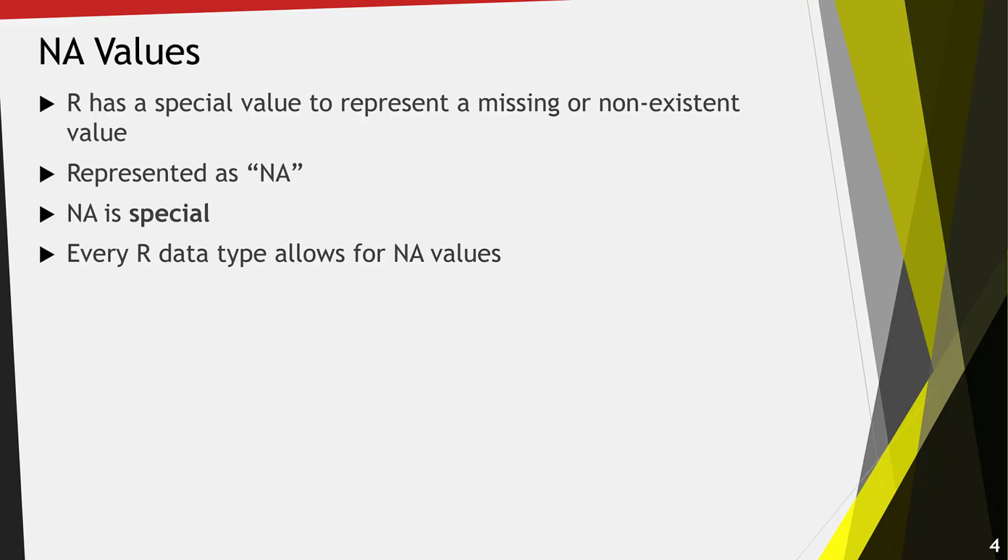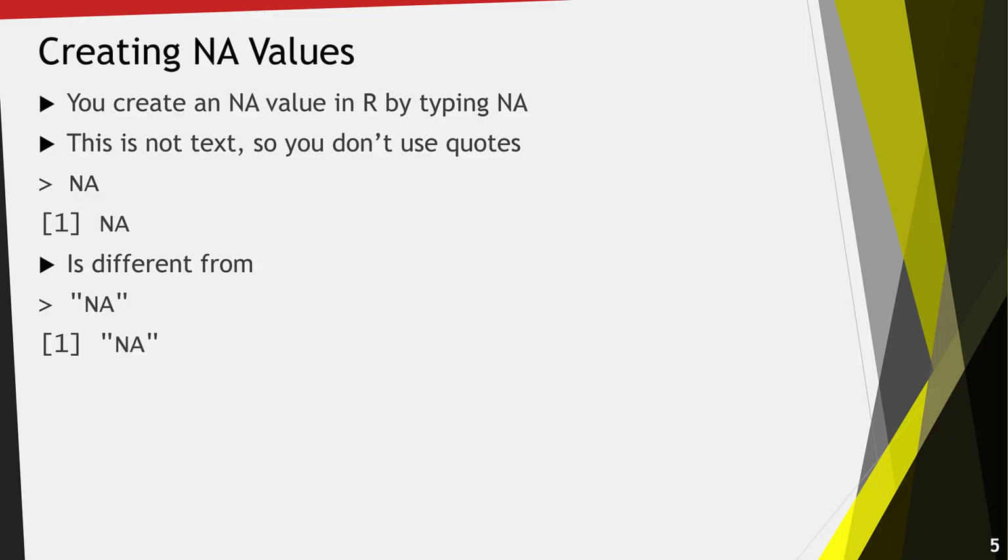R has a special value to represent missing or non-existent data. It is represented as NA. NA is special in that R will always interpret it to mean the data are missing. Every R data type allows for NA values. You create an NA value in R by typing the letters NA. This is not text, so you don't use quotes.